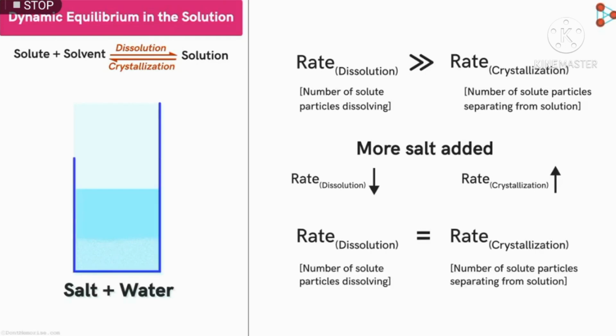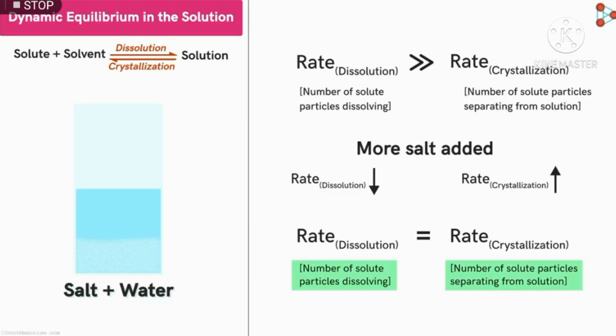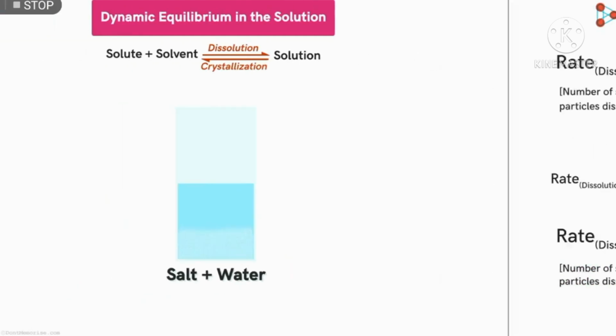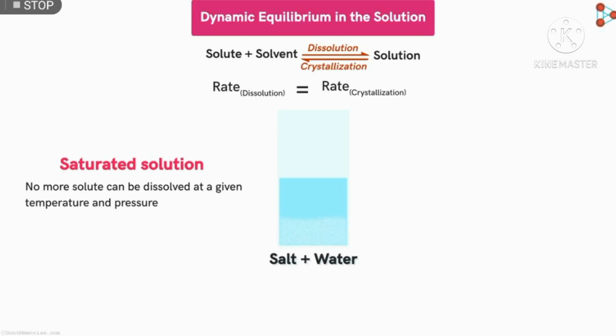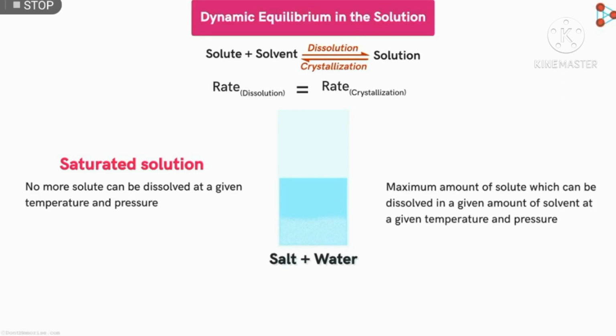So, if you look at the beaker, there is no visible change. We say that no more salt dissolves in the solution. But at the molecular level, solute particles are entering and leaving the solution at equal rates. The solution is in dynamic equilibrium with the undissolved solute. A solution in which no more solute can be dissolved at a given temperature and pressure is called a saturated solution. At this point, we've reached the maximum amount of solute that can be dissolved in the solution at a given temperature and pressure. This maximum amount of the solute is known as the solubility of the solution.